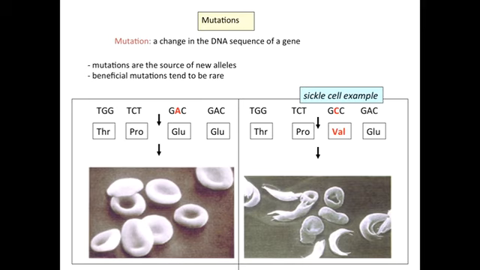All right, let's look ahead here. Mutation, a change in the DNA sequence of a gene. We spent last class period talking about that. It's significant because it is the source of new alleles in a population. Mutations are the only genuine source of brand new, de novo, from scratch alleles in a population.